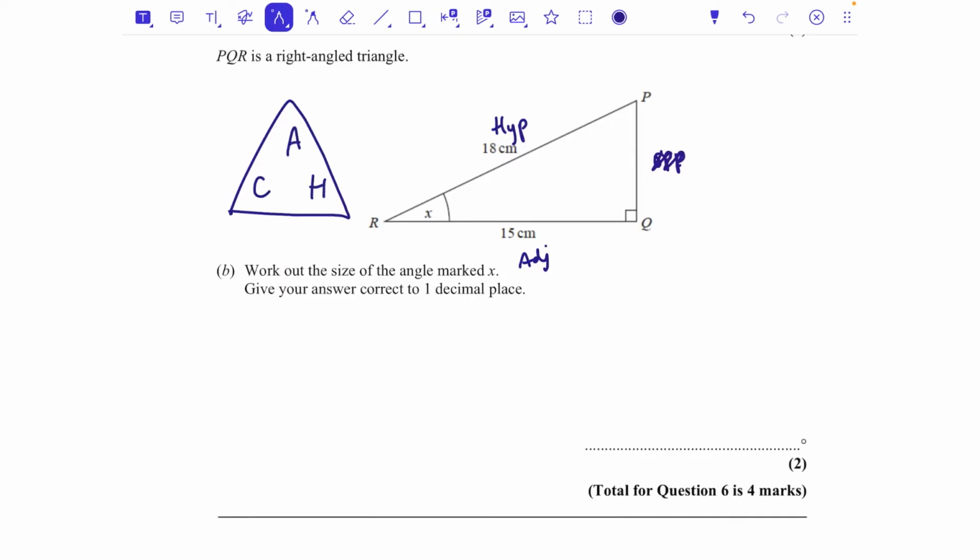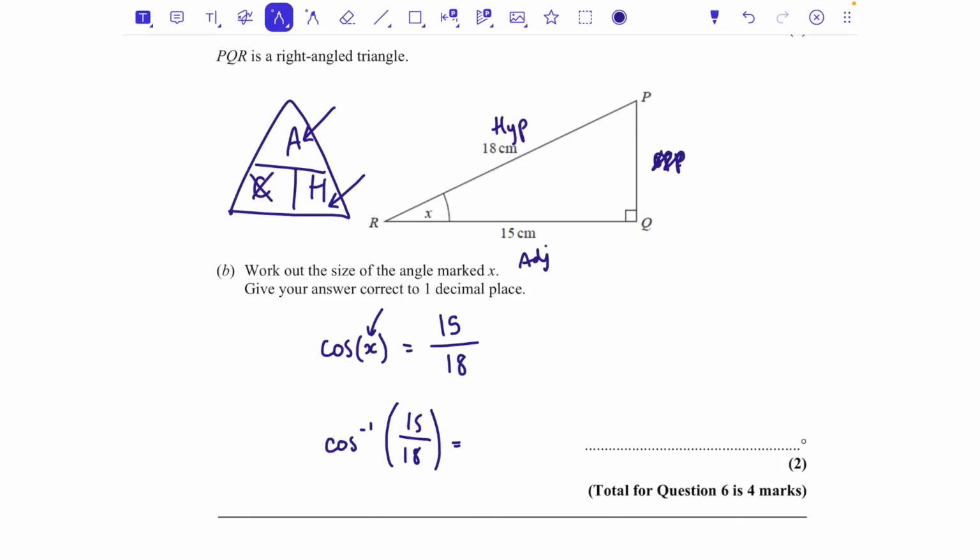Now with your CAH triangle, with all of the triangles, this bottom left-hand letter is your angle. So here, because I want the angle, if I cover this up, I know that cos of X is the adjacent over the hypotenuse. And because we want that angle, I need to undo that cos. So we're going to say cos to the -1 of 15 over 18. The A, the adjacent, is on the top. The H, the hypotenuse, is on the bottom.